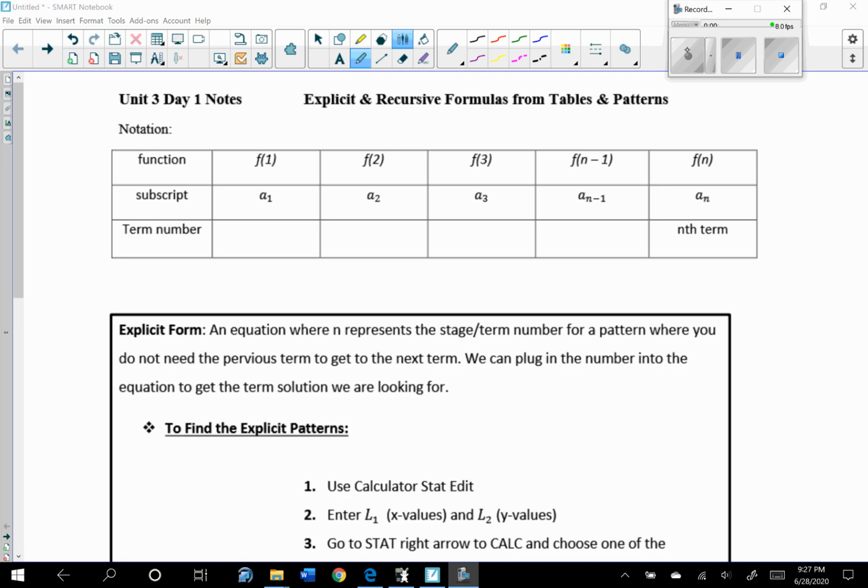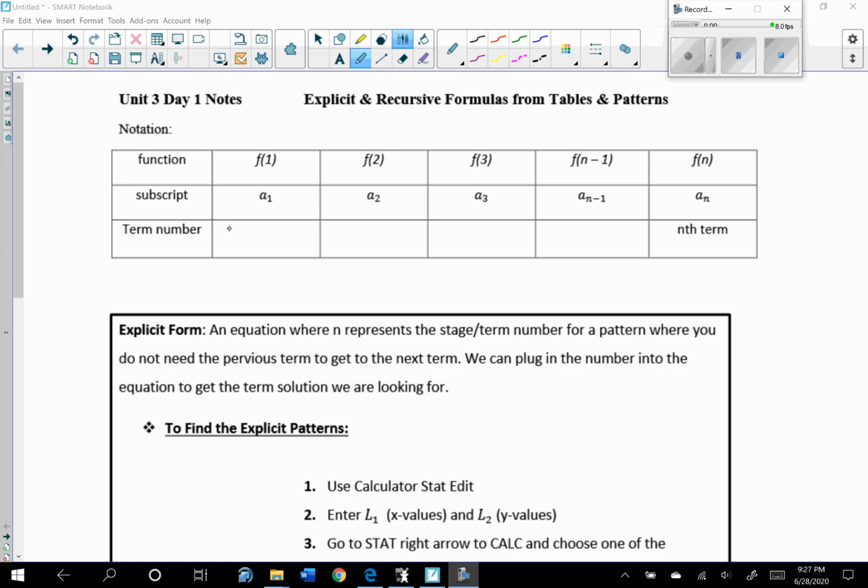Explicit and recursive formulas from tables and patterns. So we've done explicit and recursive formulas before in Math 1, Math 2, and we're going to look at it again in Math 3. So recall that I think in Math 1 you use the function notation when you're working with your recursive and explicit notations, but in Math 2 we start to use the subscripts a sub 1, sub 2, sub 3, and so that's what we're going to use.